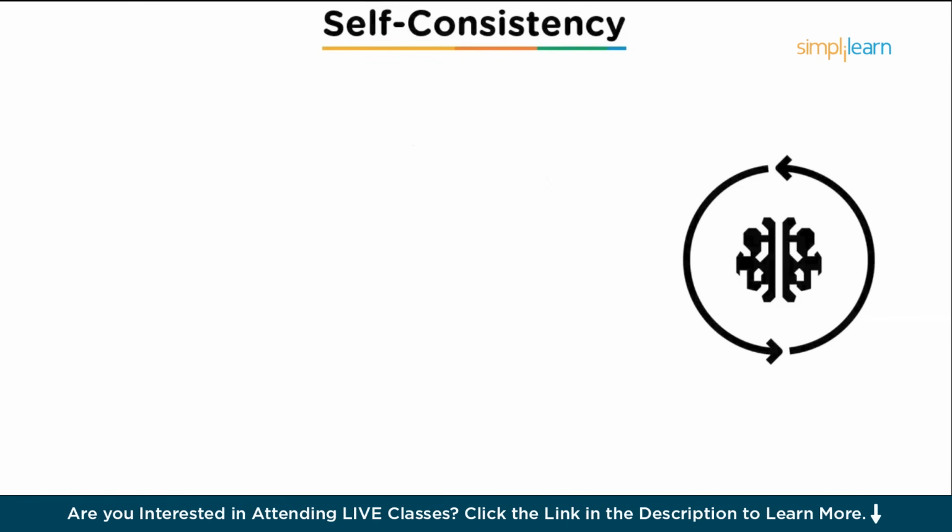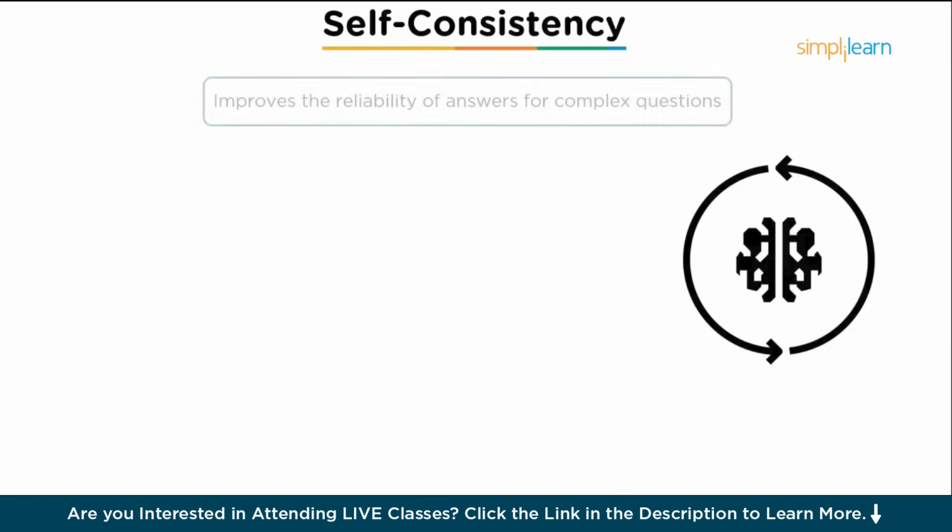Self-consistency is an advanced prompting technique designed to improve the reliability of answers in complex questioning by leveraging the model's own capacity for diverse reasoning.